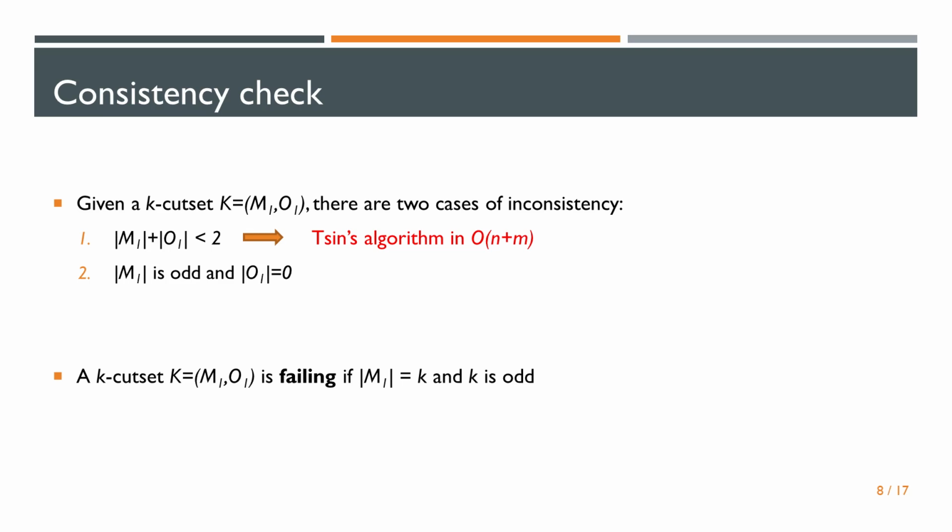The second case is the one we will focus on. That is the case with k mandatory edges such that k is odd. So that is a failing k-cutset because there is no TSP if such a k-cutset exists. However, such a k-cutset can be hard to find since checking all the k-cutsets in the graph is exponential, since there is an exponential number of cuts in a graph. So we will see how checking a linear number of cutsets is enough to ensure that the consistency is checked.